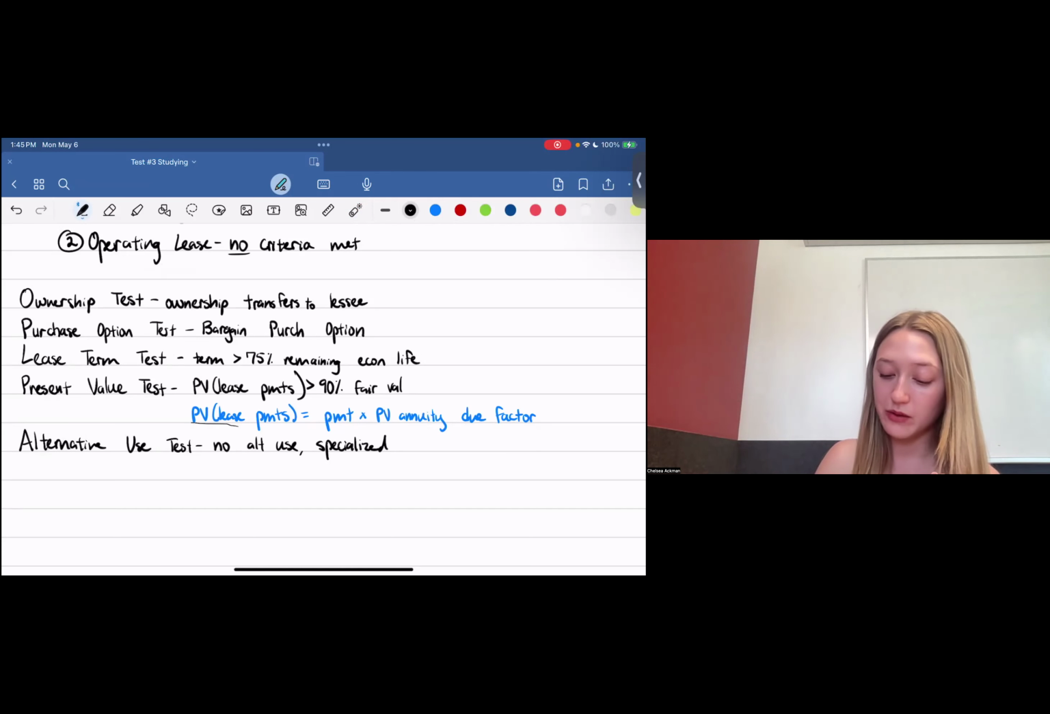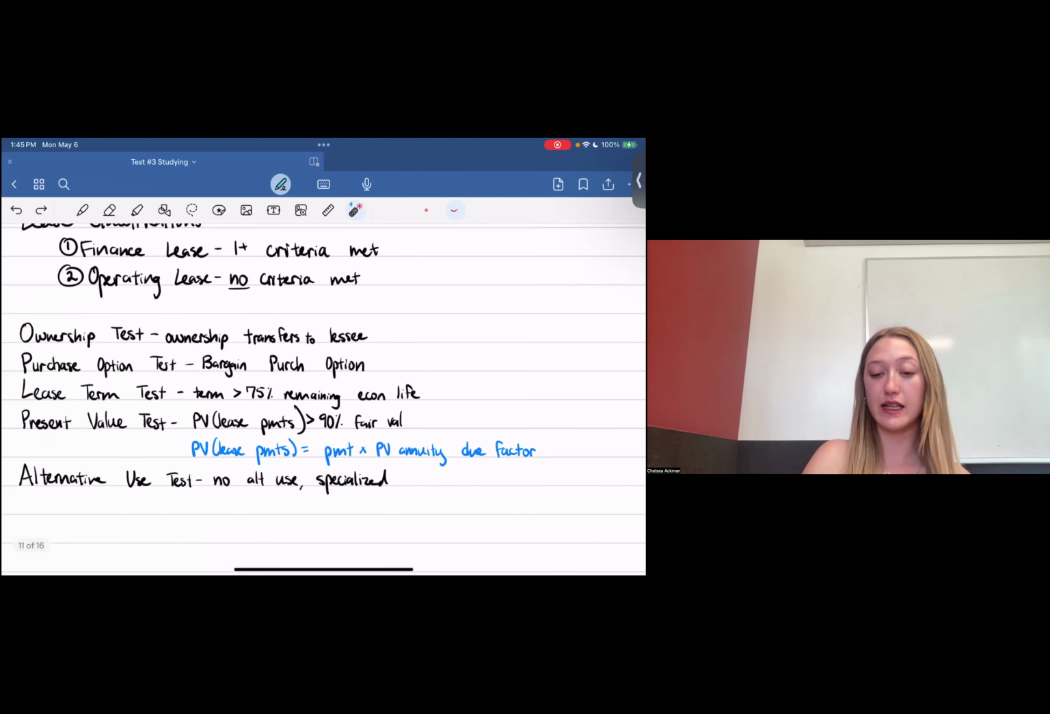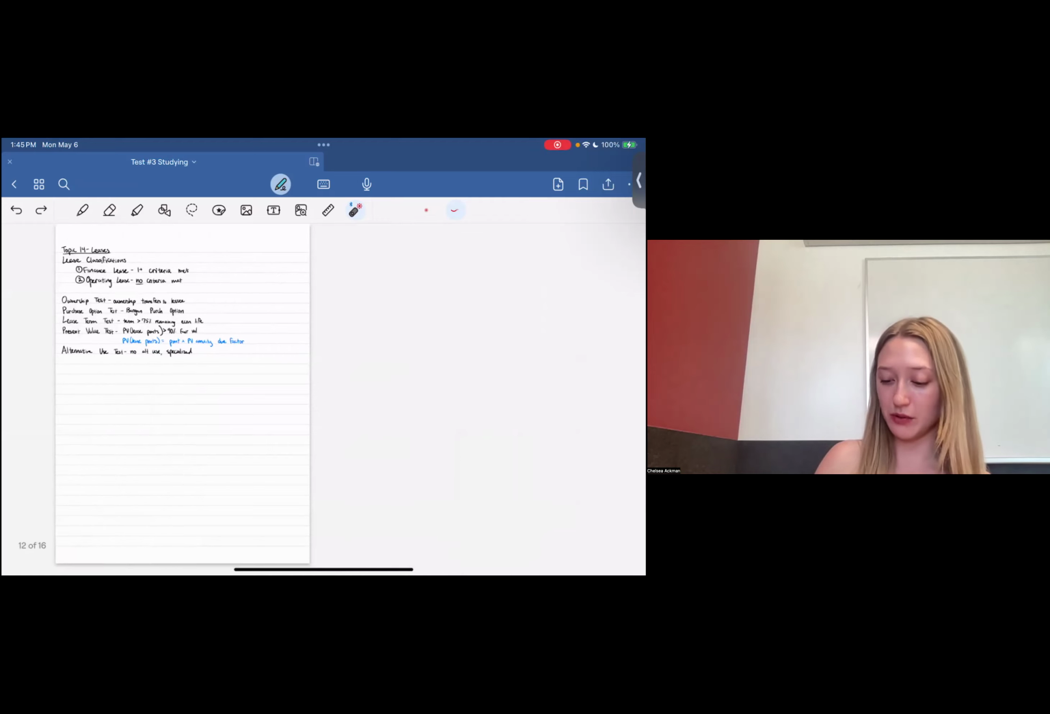And then to find the present value of those lease payments, we are going to do the payment amount times the present value of an annuity due factor, using the rate and using the number of terms within the lease. And then alternative use test is the last one. That means that there is no alternative use to the item being leased and it is specialized. So these 5 tests altogether are what tell us if we have a finance lease or an operating lease. It's important to remember what they are. The only acronym I thought of, just because we did it in this order, was like OPLPA, but I don't think that's super helpful. But yeah, remembering those tests is important.